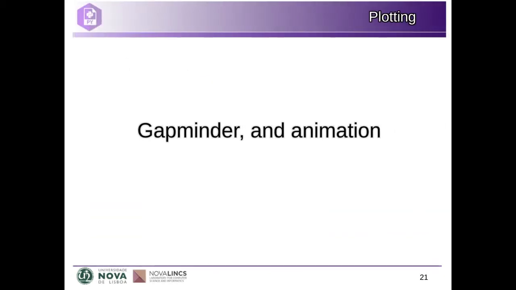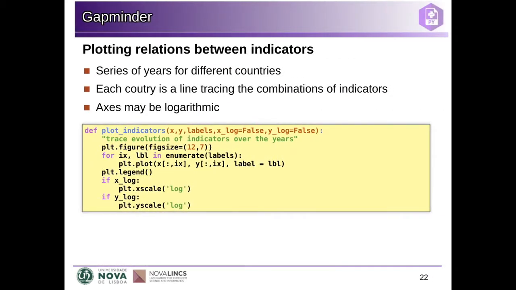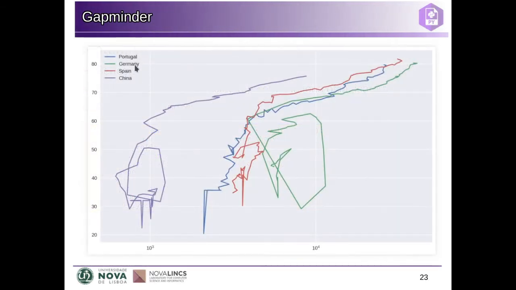Okay, so now that we covered the basics, let's go back to Gapminder and do something a bit more sophisticated. So we want to plot relations between different countries. And one way we can do this is to look at the trace over the years of each country. For example, suppose that we have Portugal, Germany, Spain, and China here, and we want to look at how life expectancy, which is here in the y-axis, changed over the years when plotted against the per capita gross domestic product. And this one is in a logarithmic scale here.